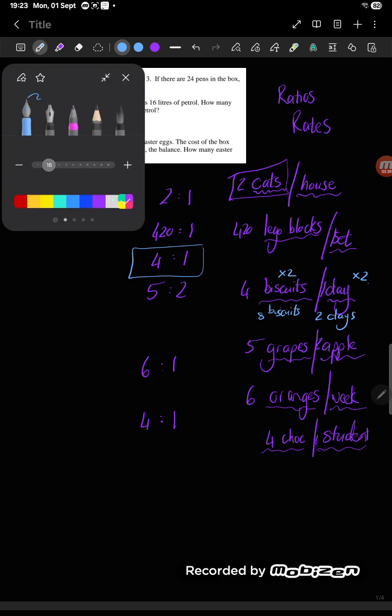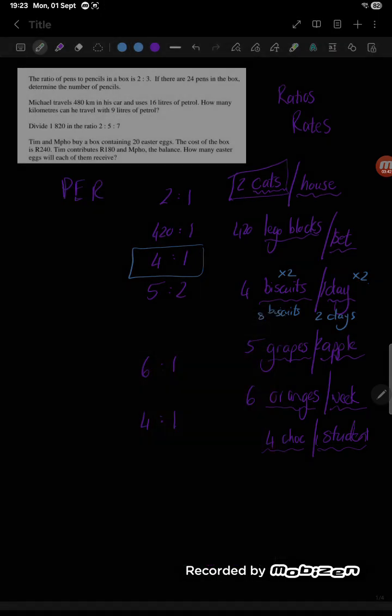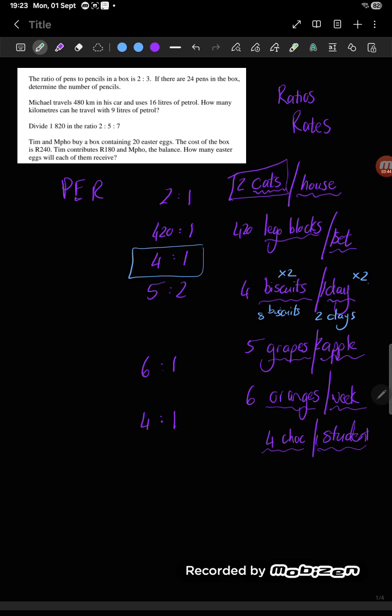What do I do if I've got 6 oranges per week? How many oranges do I eat in 4 weeks? You say, well, I know my 6 times table, so I'm going to just tell you it's 24 oranges in 4 weeks. What did I really do? I had 1 week, and I said 1 times 4. And what I do to this side of the ratio, where's the 6 and 1? What I do to this side of the ratio, I times it by 4.